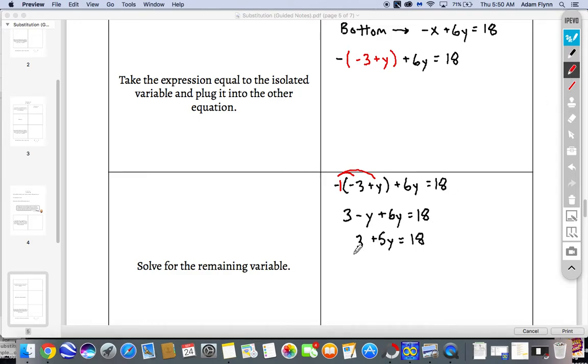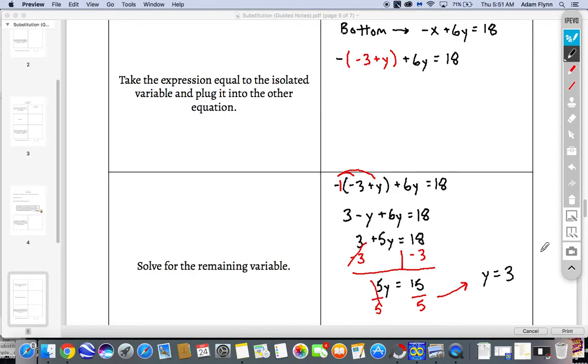I will subtract 3 on both sides to bring my numbers all over to the right side. So I end up getting 5y equals 18 minus 3, which is 15. So to get the y by itself, my last step would be to divide both sides by 5. That'll cancel the 5's on the left side. I go over here. I have my answer, which is y equals 15 divided by 5, which is going to be 3. Okay?